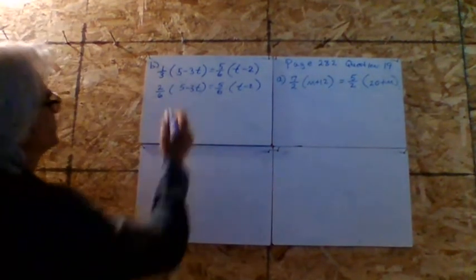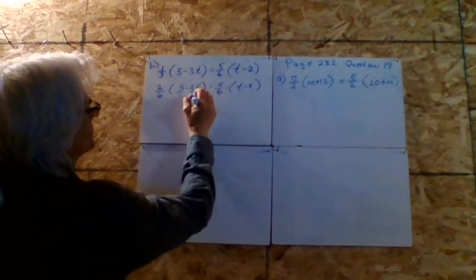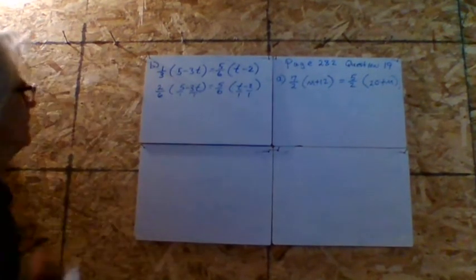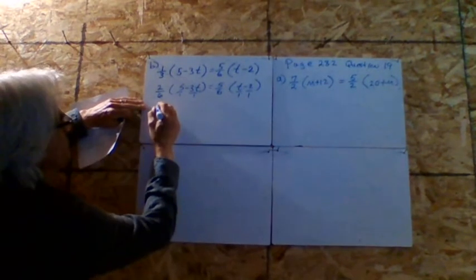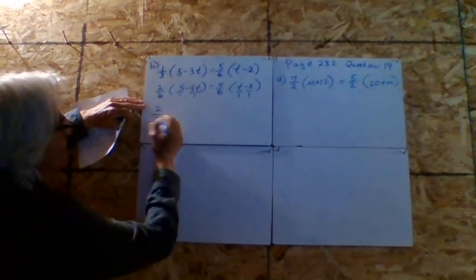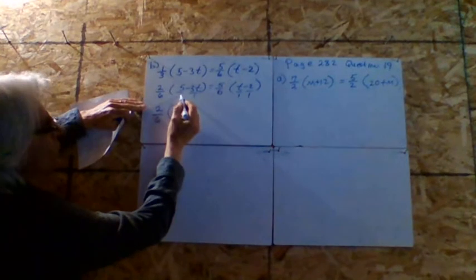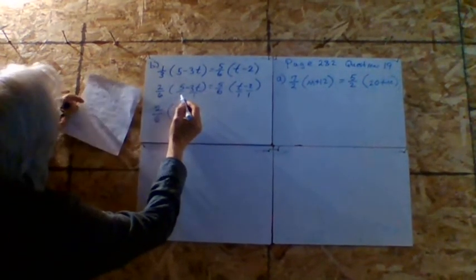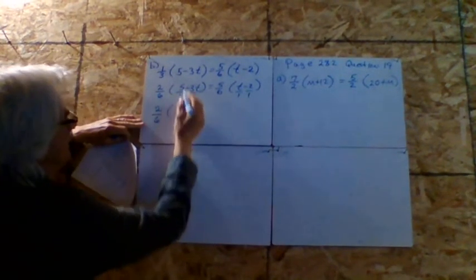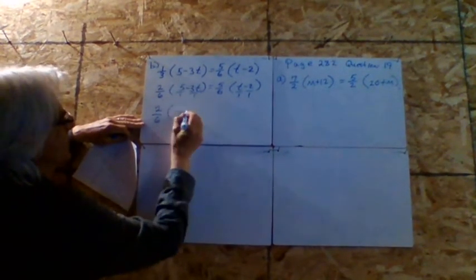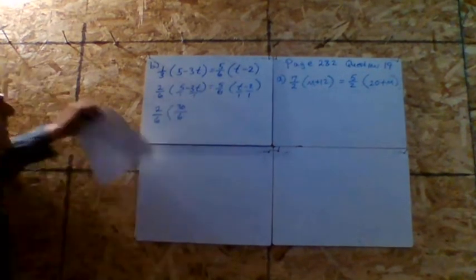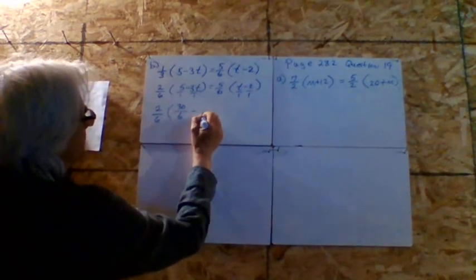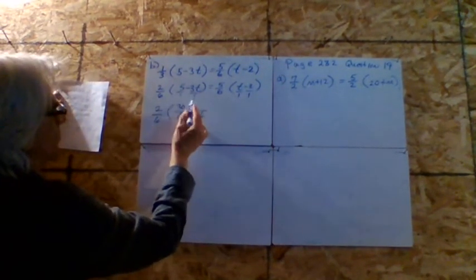So what I do is I look at that's over 1, that's over 1, that's over 1, and that's over 1. So I have 2 over 6. So in order to turn that 1 into a 6, I'd multiply it by 6. And I'm going to have to multiply the 5 by 6 also. So that'll get me 30 over 6. So 5 over 1 is now 30 over 6. So I'm going to turn that 1 there into a 6, so I'm multiplying it by 6.